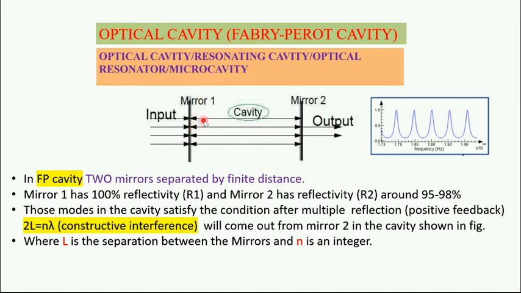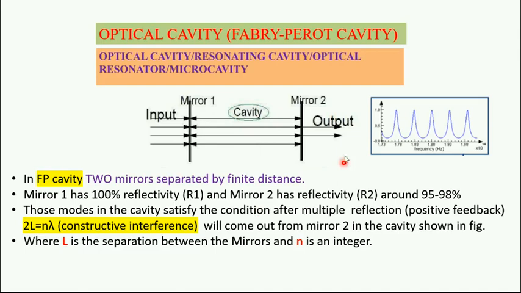So if any ray comes here, it is completely reflected, and mirror 2 has less than 100% reflectivity, in the order of 95% to 98%. Reflectivity is a power. R1 is the reflectivity of mirror 1, R2 is the reflectivity of mirror 2. If some rays are incident here, because of the high reflectivity of these mirrors, there will be multiple reflections. One ray comes here and is reflected back, and comes here, reflected back. Similarly, all rays falling on this cavity undergo multiple reflection, right?